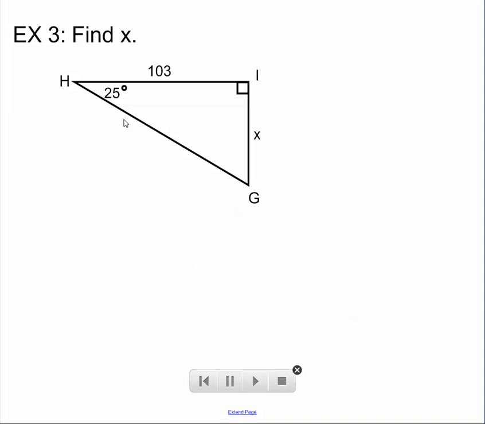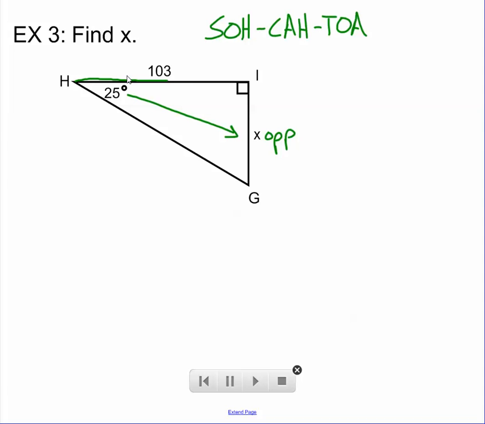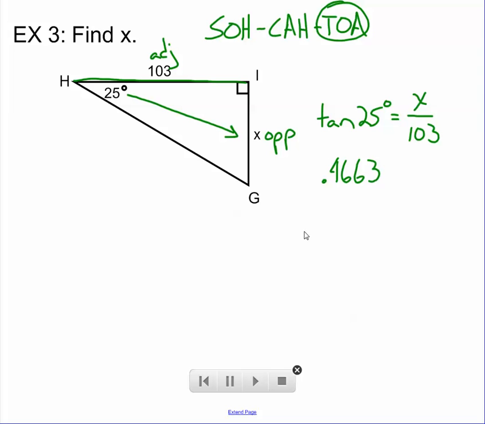Okay, another one. Starting off with SOHCAHTOA again. We're looking for the side opposite of the angle we know, and we're given the side adjacent to the angle we know. The only ratio that uses opposite and adjacent is tangent. So we'll set this up as the tangent of a 25-degree angle equals the opposite x over the adjacent 103. Use our trig table to find the value of the tangent of 25 degrees, 0.4663, and then just multiply both sides by 103.